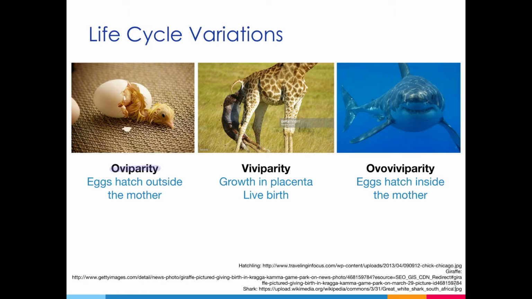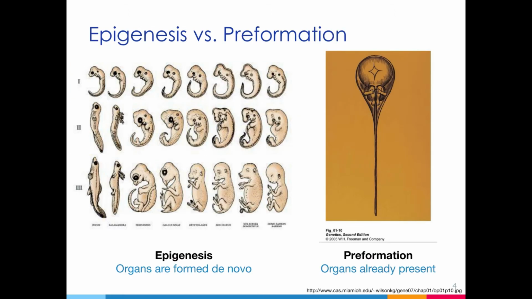Oviparity refers to animals that lay eggs which hatch outside of the body, like birds. Viviparity refers to placental development followed by a live birth, as seen in mammals. And ovoviviparity refers to animals that develop in eggs, but these eggs hatch inside the body, as seen in sharks. Aristotle also coined other really important terms which we'll discuss later.